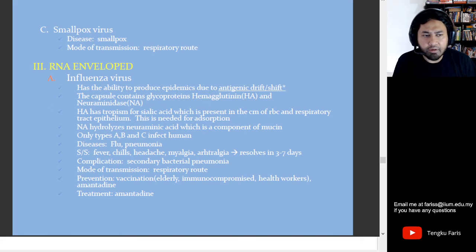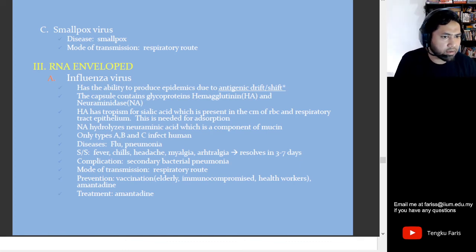Okay, the influenza viruses have the ability to cause epidemics, or to a certain extent pandemics, due to antigenic drift or antigenic shift. What is antigenic shift or antigenic drift? Antigenic drift refers to the gradual accumulation of point mutations during annual circulation of influenza, as a consequence of high error rates associated with RNA-dependent RNA polymerase during viral replication.